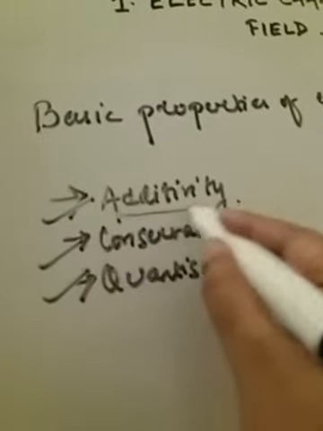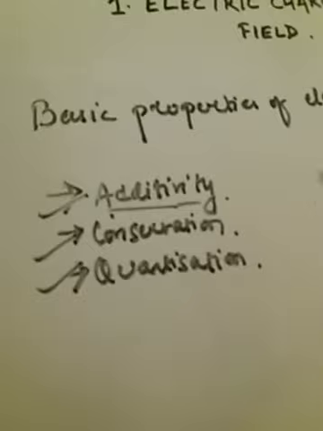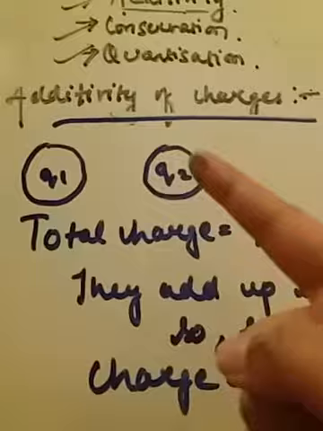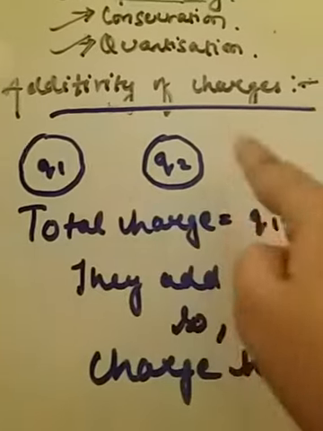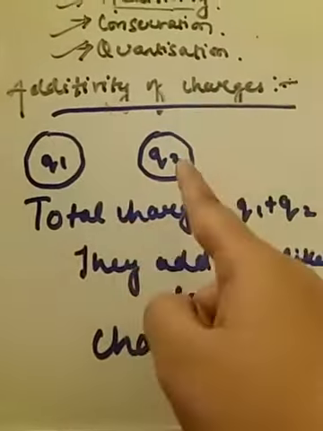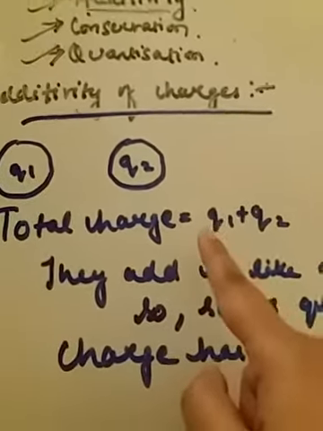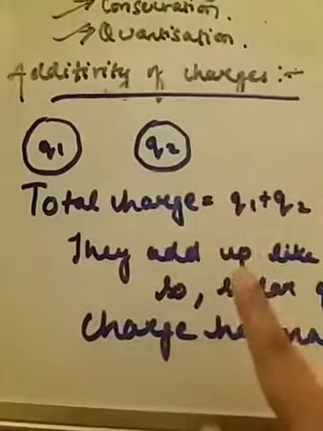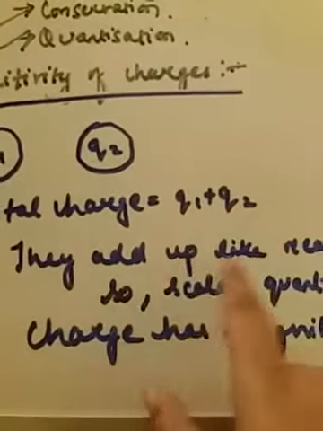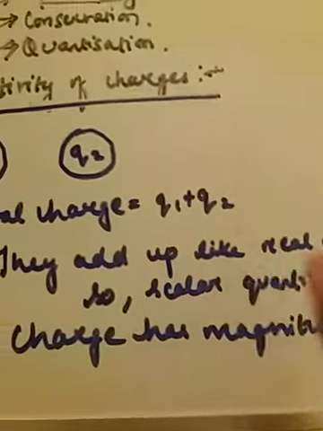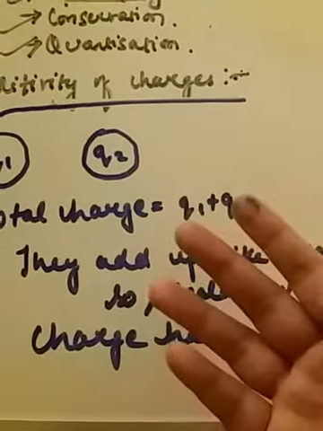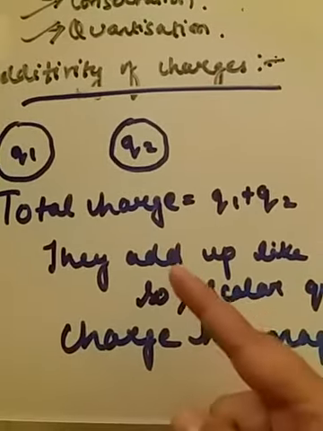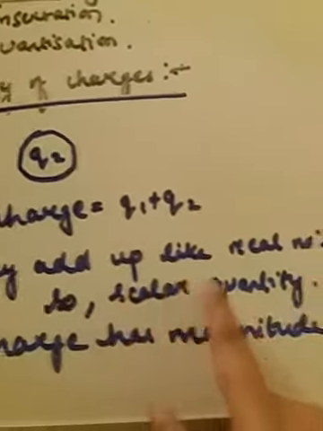So, the first property, additivity of charge. Let's see about it. What is additivity of charge? Additivity of charge means there are two charges like Q1, Q2. The total charge is equal to Q1 plus Q2. They just add up like real numbers. So what does this line mean? Which quantity gets added up like real numbers? Scalar quantities get added up like real numbers. So charge is a scalar quantity.